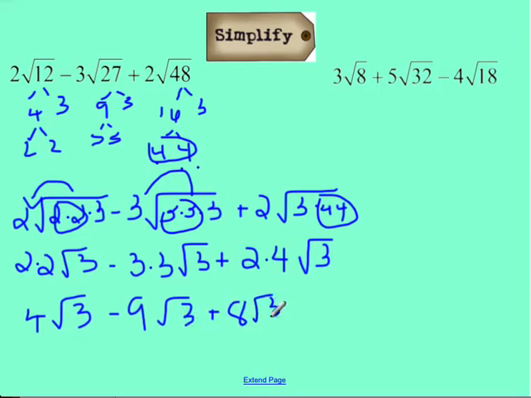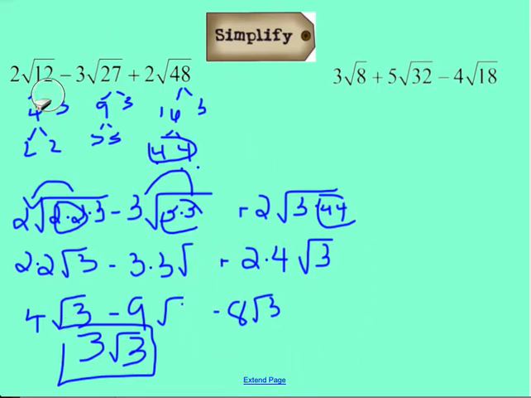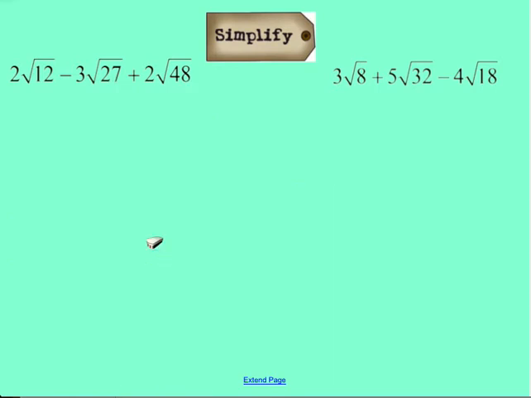So now I want to add all my square roots together. So I'm going to do 4 minus 9, which is negative 5, plus 8, which is 3. So the final answer to this guy is 3 square root of 3, which you would have never guessed looking at the original problem, right? Okay, let me give myself some more space here. So let's take a look at this next one.